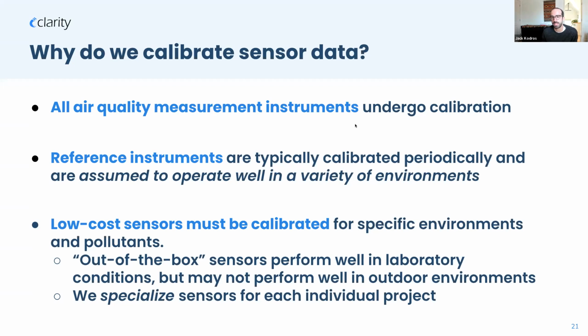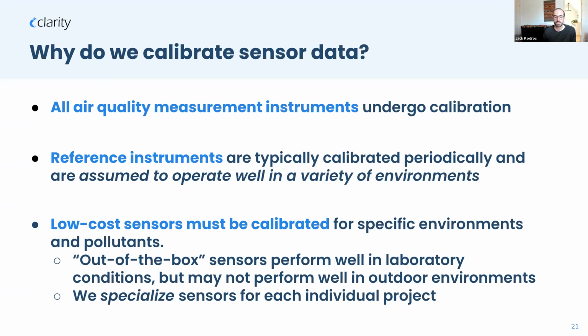So why do we calibrate sensor data? Why do we always talk about calibrations when we talk about low-cost sensors? All air quality instrumentation has to undergo calibration. That's simply a fact of life. Most instruments need to convert electric signals to concentration units. Reference instruments are typically calibrated periodically, and after that calibration, they're assumed to operate well in a variety of environments. For low-cost sensors we cannot make that same assumption. They need to be calibrated for specific environments and specific pollutant mixtures.